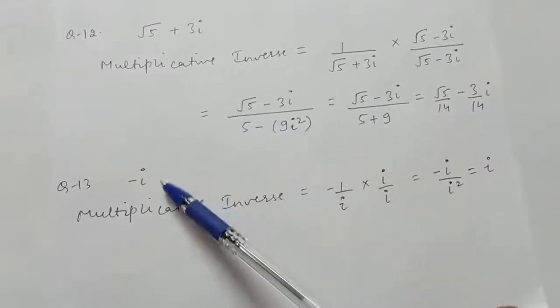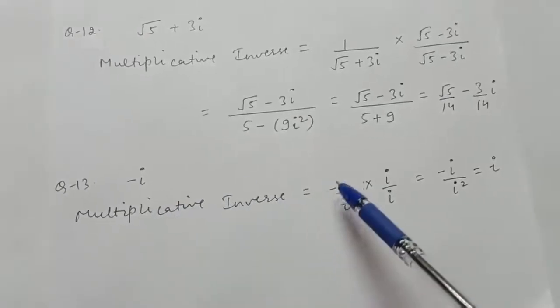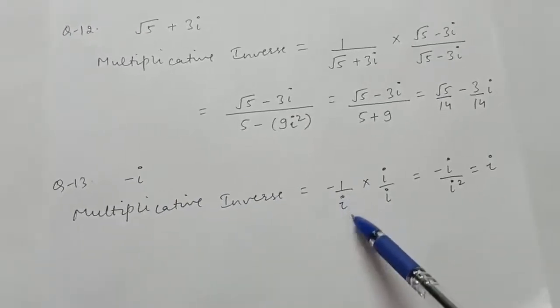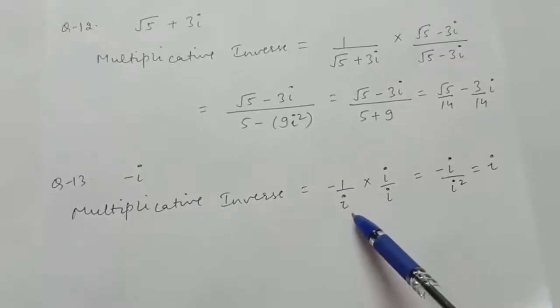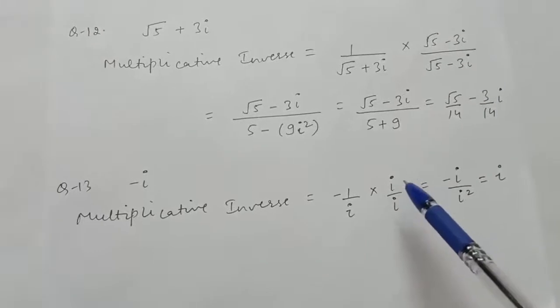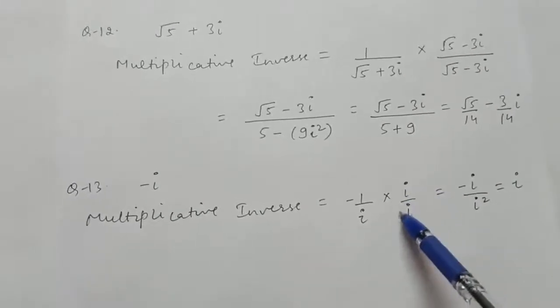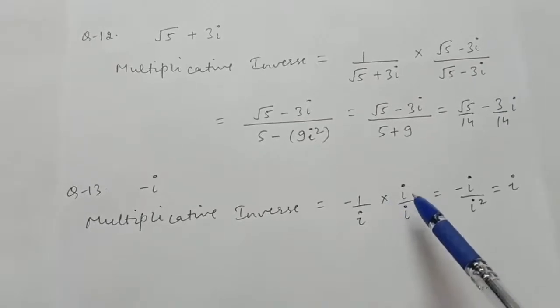Now question number 13th, minus iota. So multiplicative inverse of minus iota will be minus 1 upon iota. Now you can rationalize it with either iota or with minus iota, it does not matter, because if you take minus iota then also minus will get cancelled, right?